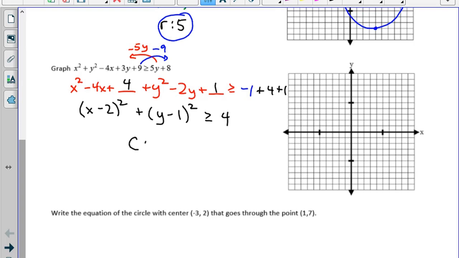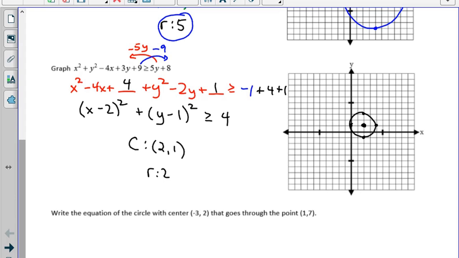So my center of the circle is at 2, 1. My radius is 2 because the square root of 4 is 2. And so now what I'm going to do is graph the circle with center 2, 1, radius 2. I'll graph the circle.